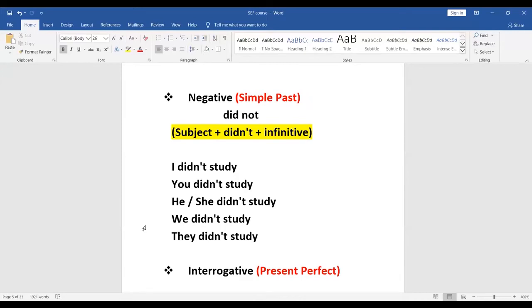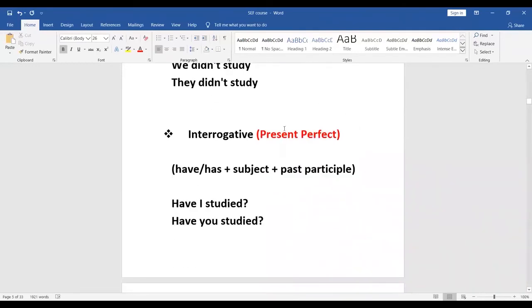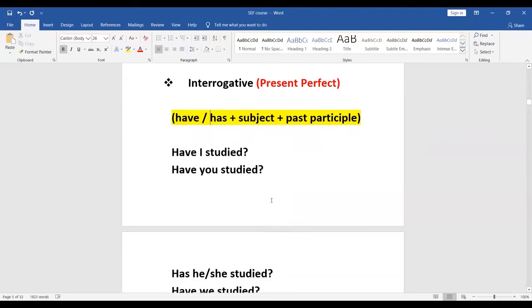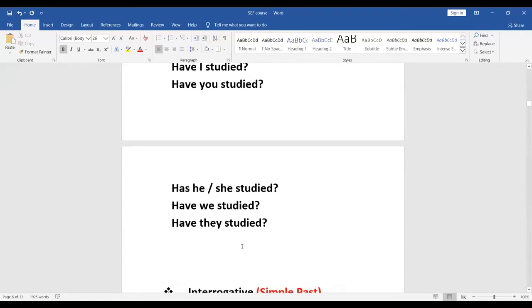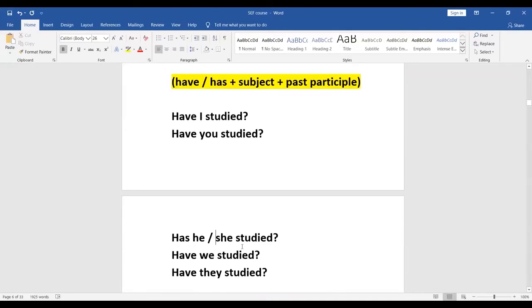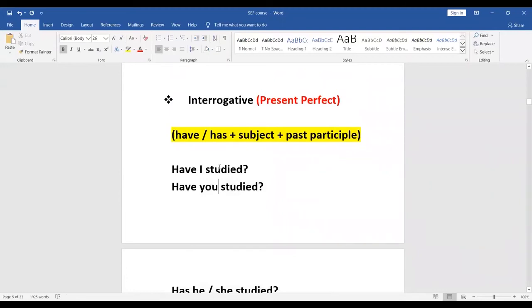powerful sentences. Okay, so let's take a look now at interrogative sentences for the present perfect. The formula is have or has, you could use any one only, followed by the subject, followed by the past participle. So, have I studied in England? Have you studied in Denver? Has he or she studied in New York? Have we studied in America? Have they studied in Japan? So now you know how you could use the present perfect in the interrogative form.